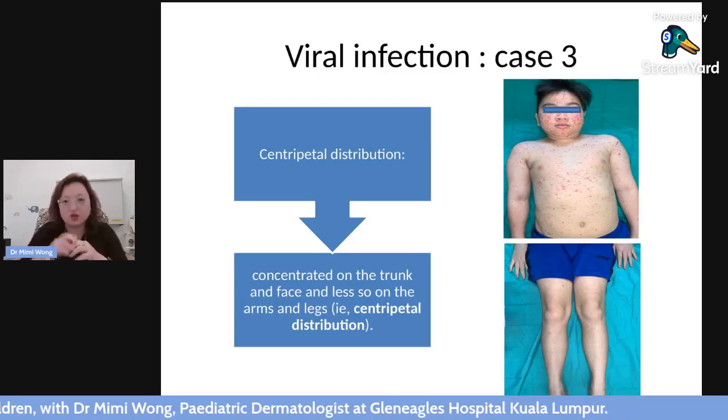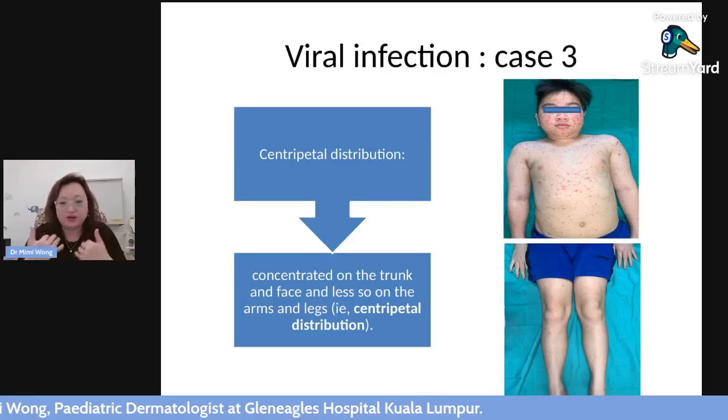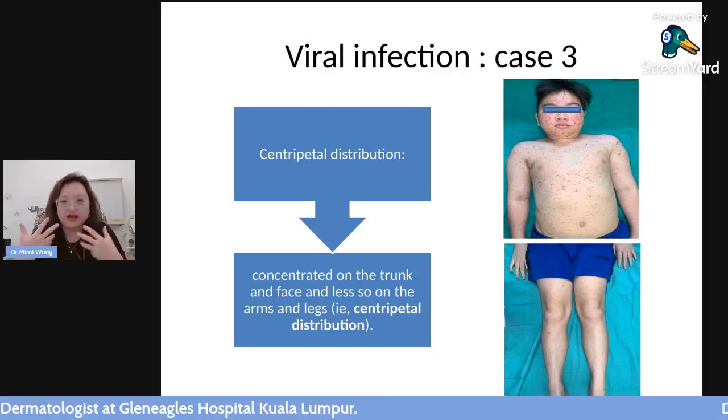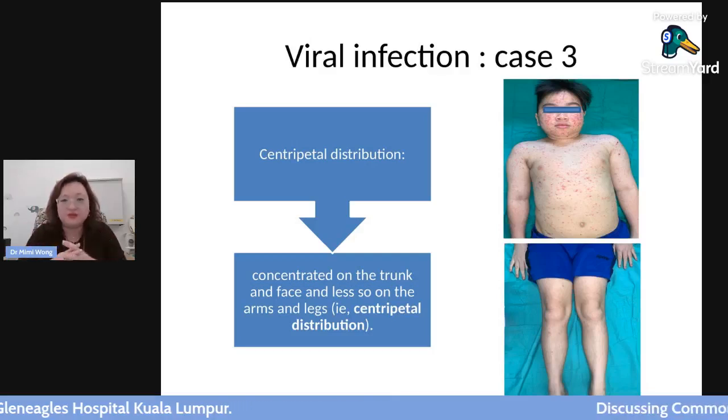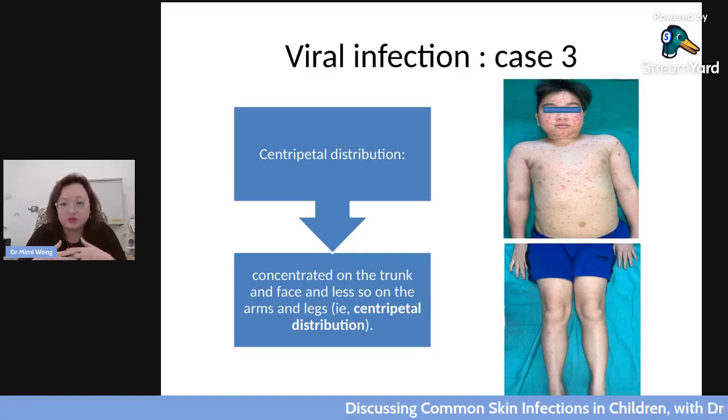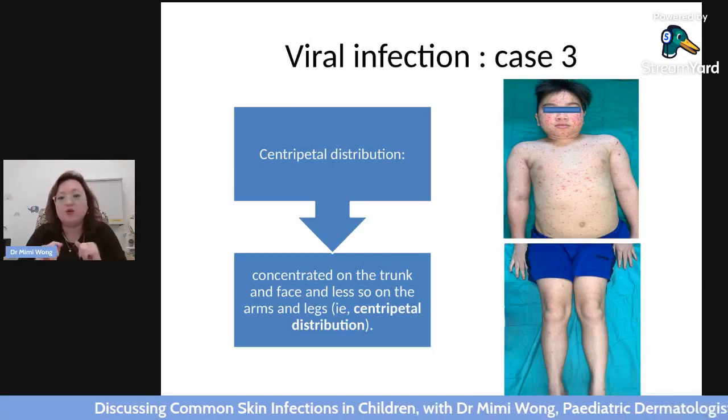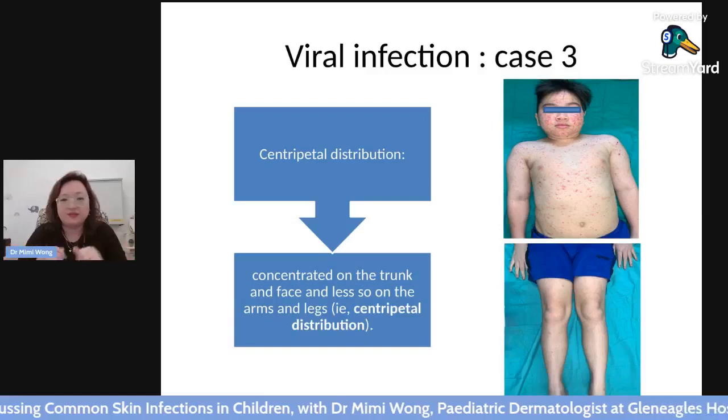I just want to show you the important way to know that this is more suggestive of chickenpox, because of the distribution of the skin problem. Lesions are mainly centripetal, which means they are concentrated on the trunk and face and less so over the acral areas, or the arms and the legs.